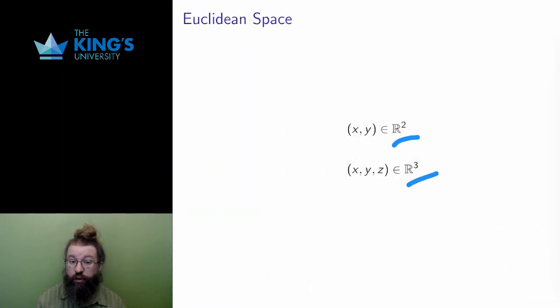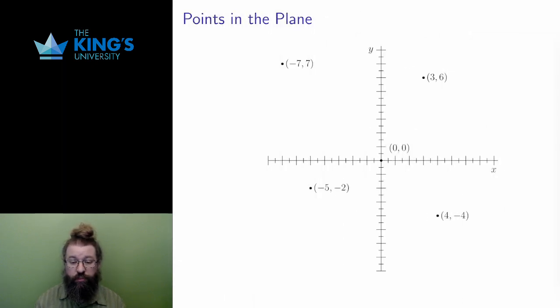Real Euclidean space, or Cartesian space, of dimension n is the collection of all vectors of some fixed length n. In this course, we basically only need to worry about two- and three-dimensional space, R2 and R3. R2 is the familiar Cartesian plane. Vectors have two entries, and those entries indicate position along the horizontal x and vertical y axes. To be extremely explicit, the vector 3, 6 is 3 units over in x and 6 units up in y, and likewise for other points shown on this diagram.